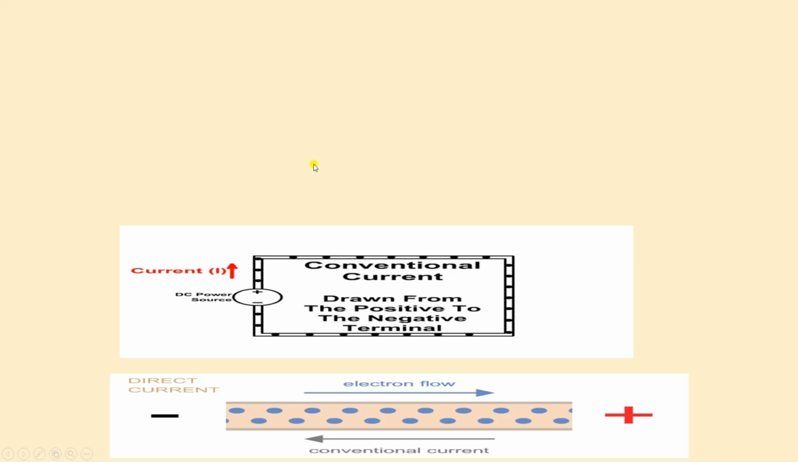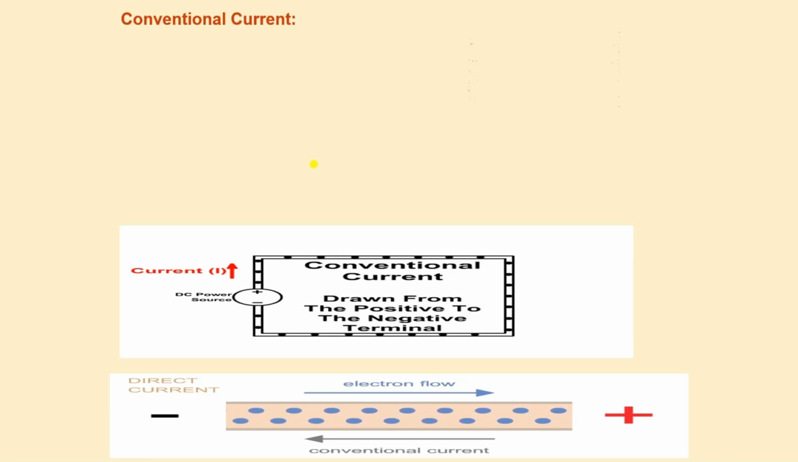Then the unit of current. The SI unit of current is the ampere, as current is equal to charge upon time. Charge is measured in coulomb and time in second. Then 1 ampere is that current when a charge of 1 coulomb flows through any section of the conductor in 1 second. 1 ampere is equal to 1 coulomb upon 1 second.